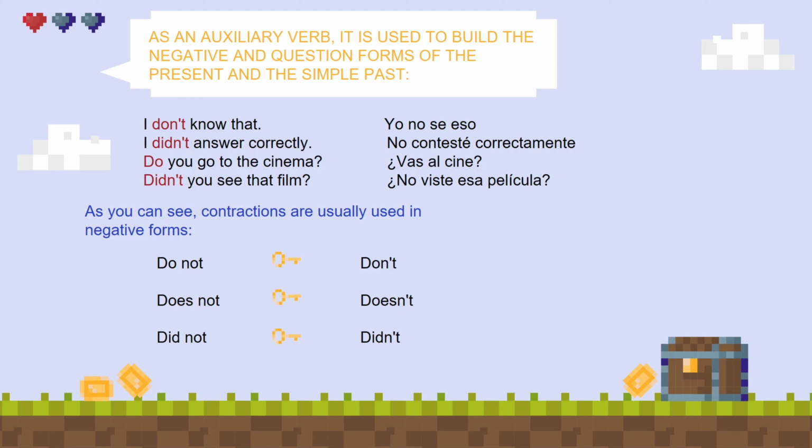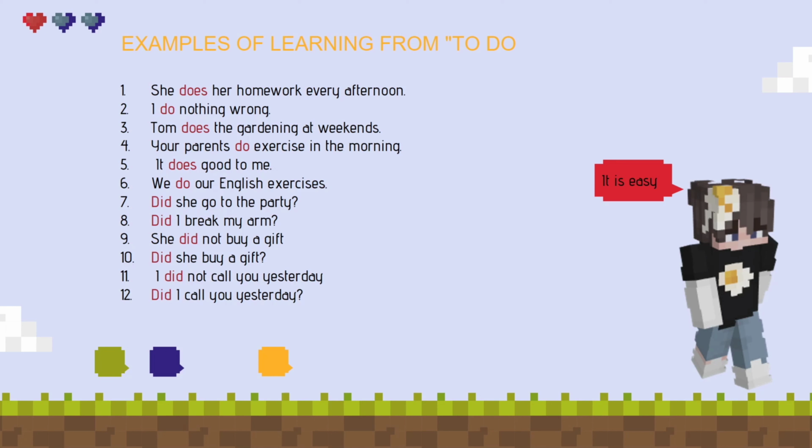Number 1. She does her homework every afternoon. Number 2. I do nothing wrong. Number 3. Tom does the gardening at weekends. Number 4. Your parents do exercise in the morning. Number 5. It does good to be. Number 6. We do our English exercise.